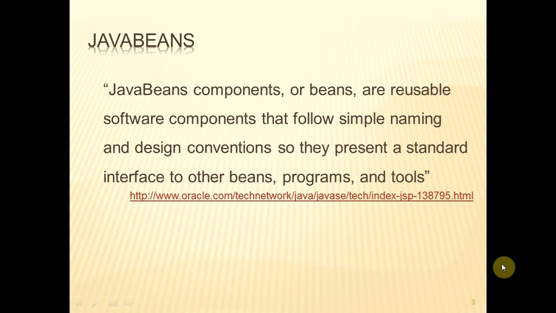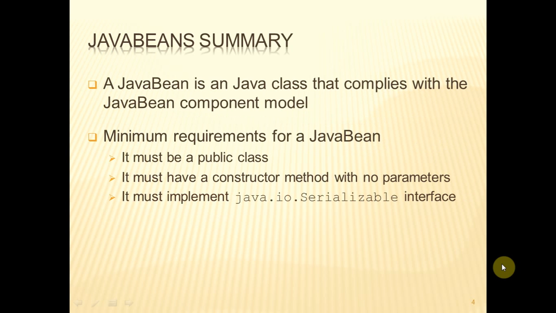So Java beans. According to the online material, a Java bean is a component that is reusable. It's just an ordinary piece of software that follows a simple naming convention and therefore presents a standard interface to other beans programs and tools. And it is really very simple. There's a set of minimum requirements and a set of optional requirements. And so as far as Java is concerned, a Java bean is a Java class, just an ordinary plain old Java class that complies with the Java bean component model.